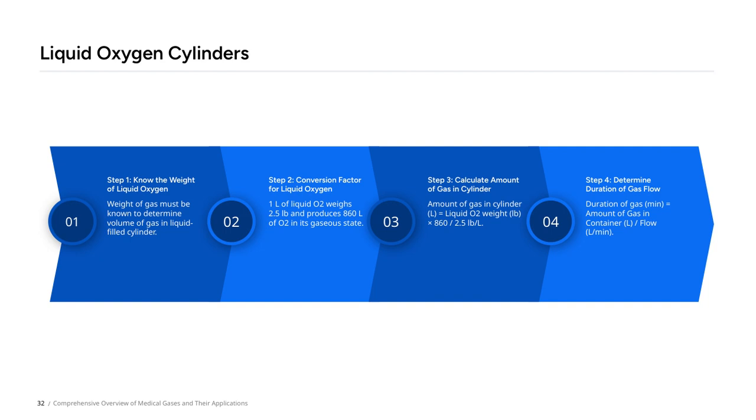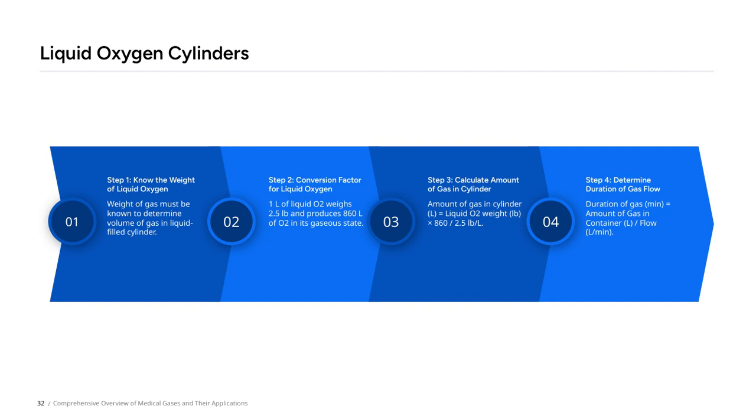So, if we know the weight of the liquid oxygen in the cylinder, we can calculate the total gas volume by multiplying the weight by 860 and then dividing by 2.5. This leads us to the third step, calculating the amount of gas in the cylinder. The formula is straightforward. Take the weight of the liquid oxygen in pounds, multiply it by 860, and divide by 2.5. That gives us the total gas volume in liters.